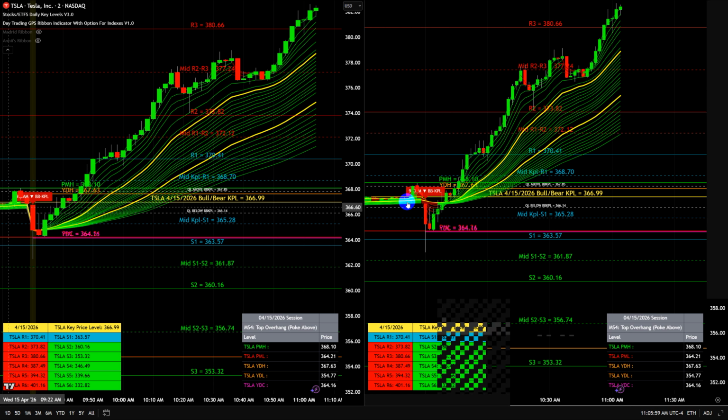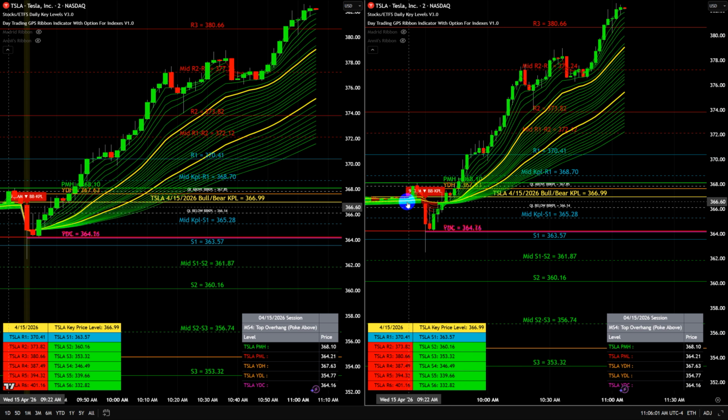Okay, so what we do have here is a split screen. On the split screen, one of the ribbons has the filter on for indexes. Now, if you've seen our other video on this particular ribbon indicator that we just came out with, the option for indexes is typically used for SPX, NDX, Dow Jones, and other US indices that have an RTH session that starts at 9:30 and don't have any pre-market or overnight activity.